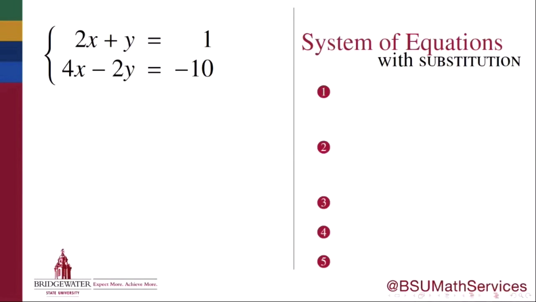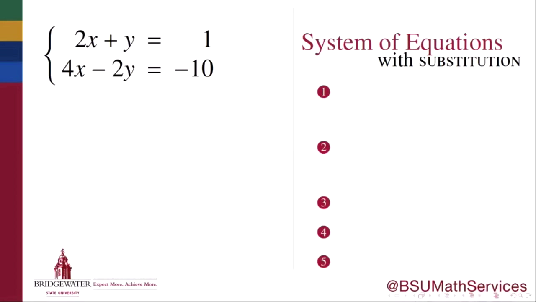To solve a system of equations means to discover a value for its variables, in this example x and y, which solve both of the given equations at the same time. We can do this using a variety of different methods. In this example, we'll look at the use of the method of substitution.